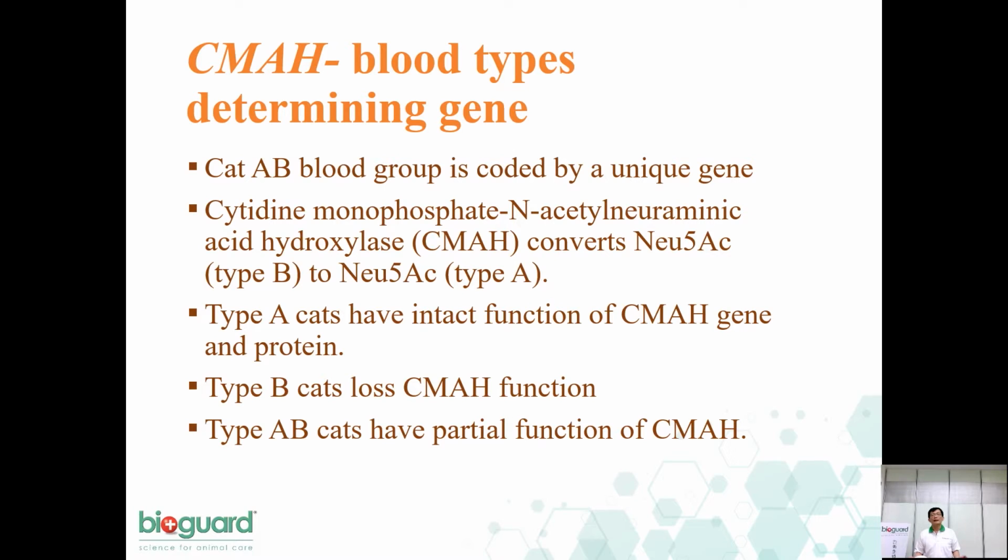They are type A. For type B cats, because the function of the CMAH gene and protein is lost, it will only present the type B antigen on its red blood cells. For type AB cats, this gene only has partial function. As a result, both type A antigen and type B antigen will be present on its membrane.